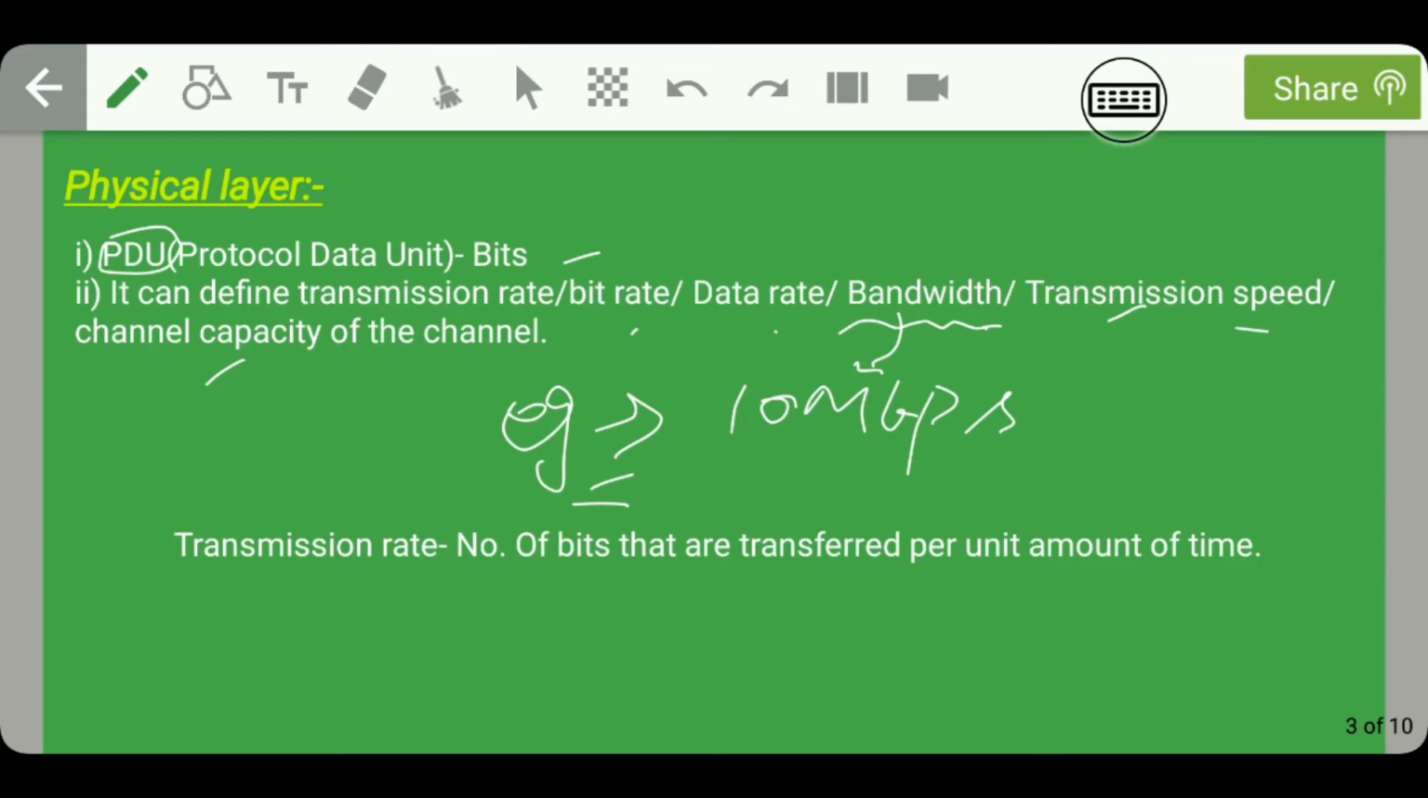Guys, if you recall Ethernet, we had classified Ethernet as standard Ethernet, fast Ethernet and gigabit Ethernet. The standard Ethernet was providing a bandwidth of 10 Mbps, whereas fast Ethernet used to provide a bandwidth of 100 Mbps, whereas gigabit Ethernet was providing a bandwidth of 1 Gbps. So all these terminologies mean the same. Therefore, the physical layer can define the capacity of the channel, that is how many bits it can transfer from sender to receiver per unit amount of time.